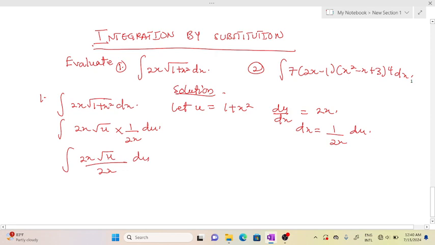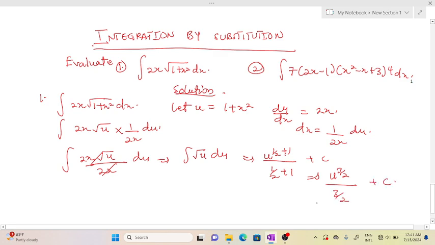Obviously, this cancels this, and I'm simply going to have the integral of the square root of u du, where this is the same as what? u to the power half plus 1 all over half plus 1, right? All plus c. Remember, this is the same as what? u to the power 3 over 2 all over 3 on 2, right? So plus c. So this simply becomes your integral by substitution.